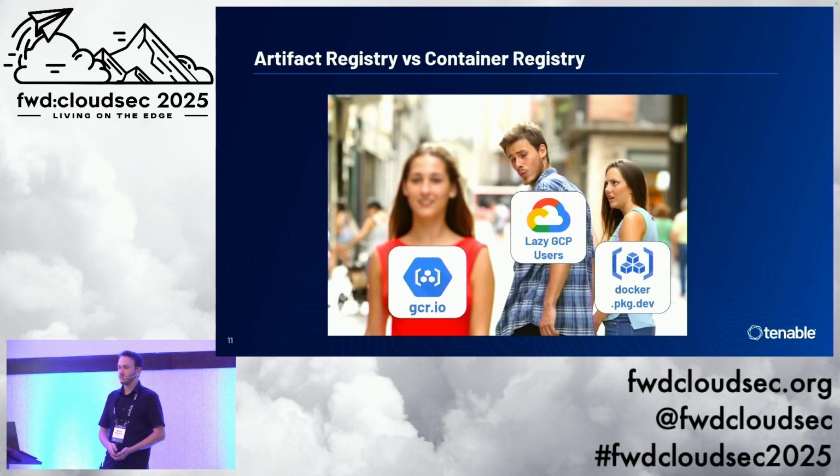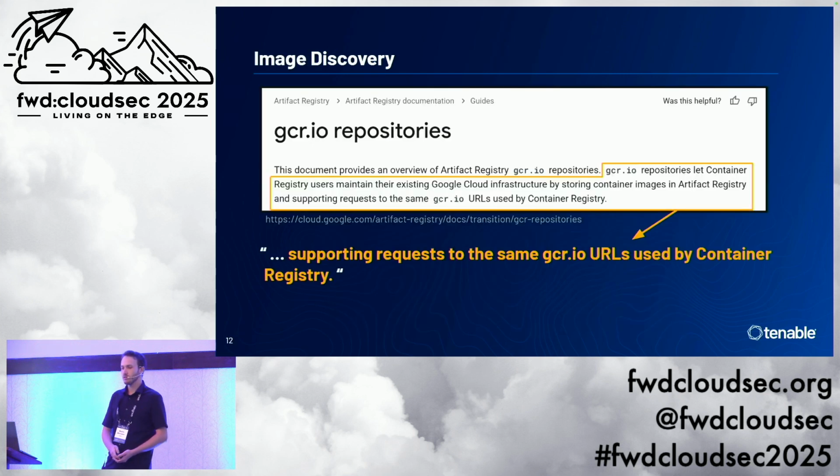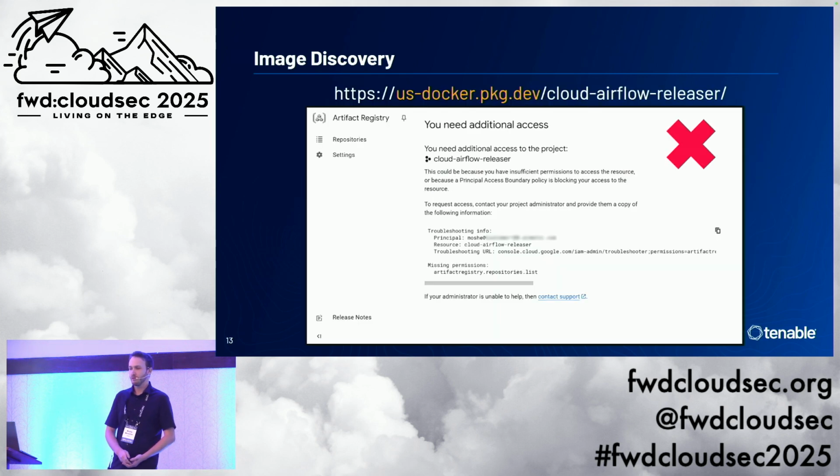But like we all are, a little bit lazy, GCP users didn't really want to have to change all of their deployment environments and change the domain from gcr.io to docker.pkg.dev, which is Artifact Registry's domain. So Google created this unique tool called gcr.io repositories, where you can create a gcr.io repository in your Artifact Registry project, and then all of the container images that you migrated from GCR will actually be hosted on the same domain that they used to be back when it was gcr.io.